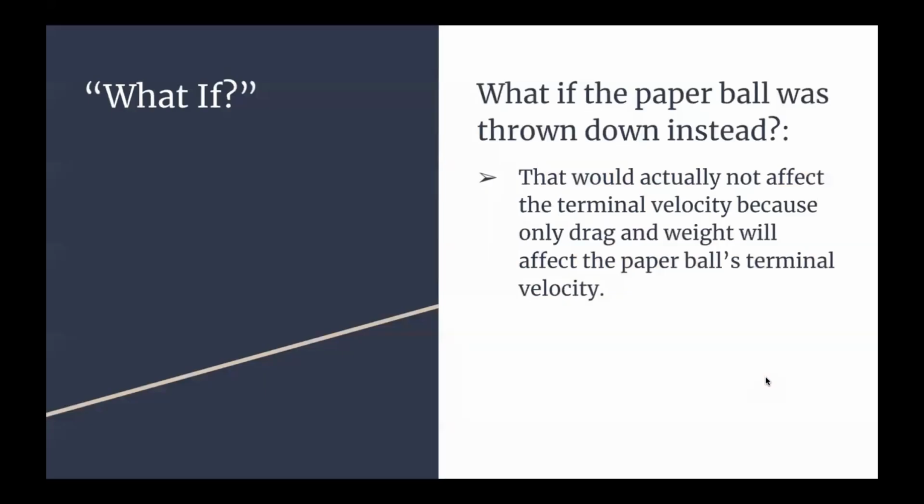Now, what if the paper ball was thrown instead? That would actually not affect the terminal velocity at all because only drag and weight will affect the paper ball's terminal velocity. So it would remain mostly the same at the end with our results that we already have.